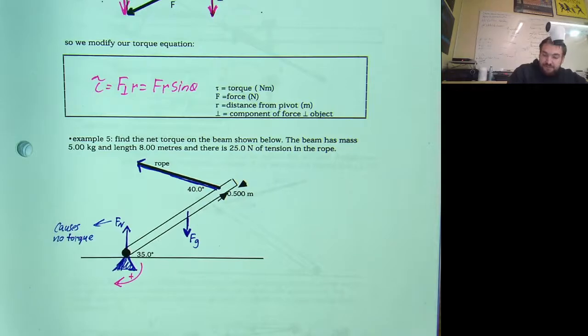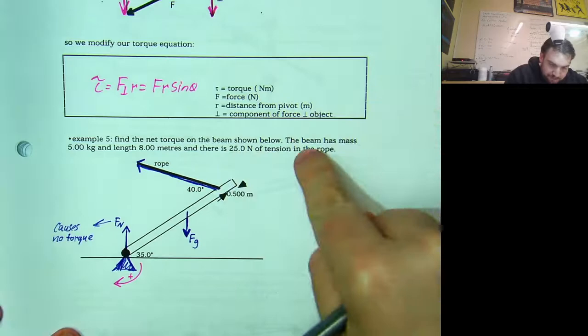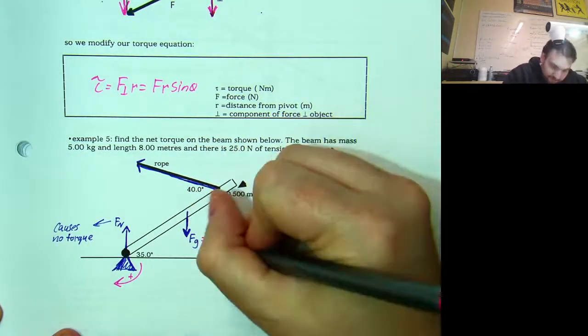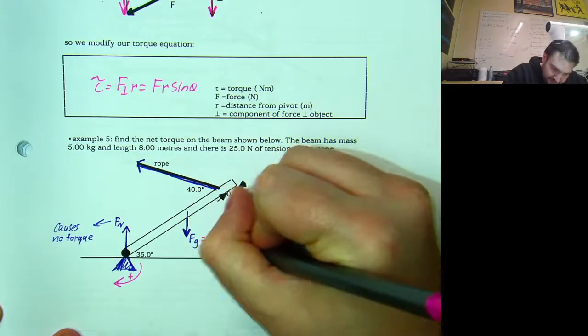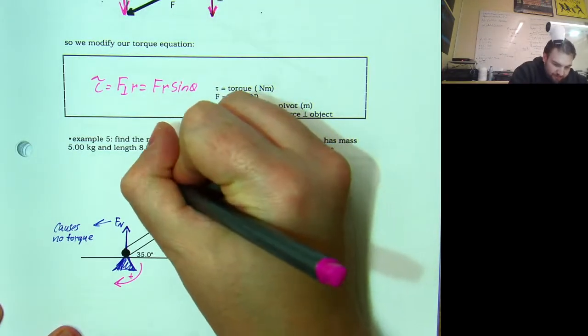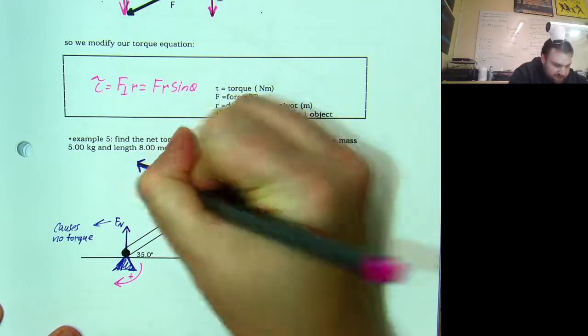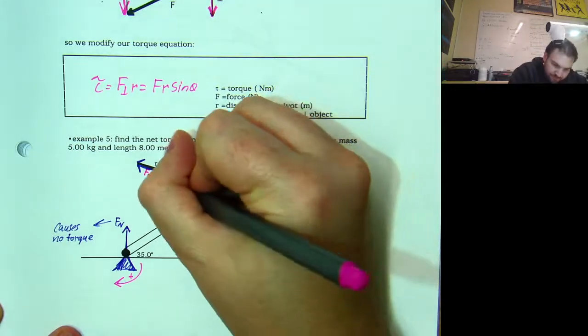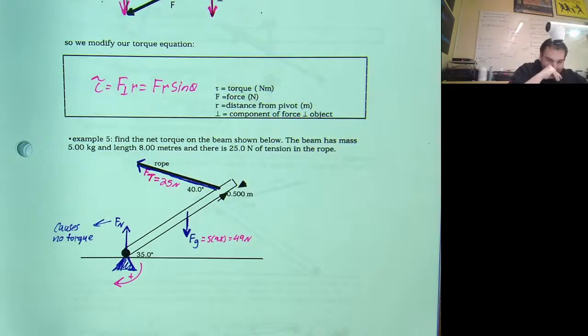Now let's fill in some more information. We know that Fg, we're told that the beam has a mass of 5 kilograms. So this Fg is going to be 5 times 9.8, so that's going to be 49 newtons. We're told that the tension in the rope, force of tension, is going to equal 25 newtons. And we want to find the net torque on our object. Now, here's what we're going to have to do.